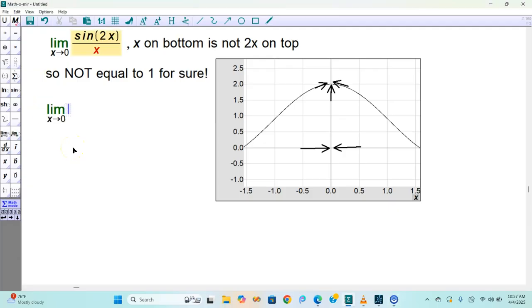The limit as x goes to 0 of sine of 2x over 2, or x rather. There's a 2 that's missing here on the bottom. Can I just put a 2 on the bottom by itself? No, I can't. Why not? Take a look at this graph. Imagine you just do sine of 2x over x.